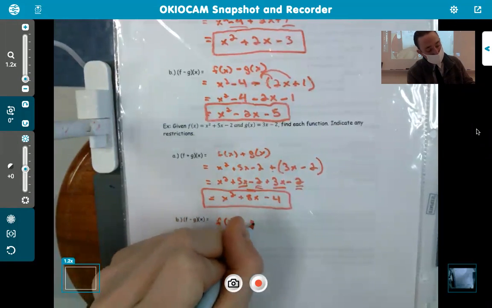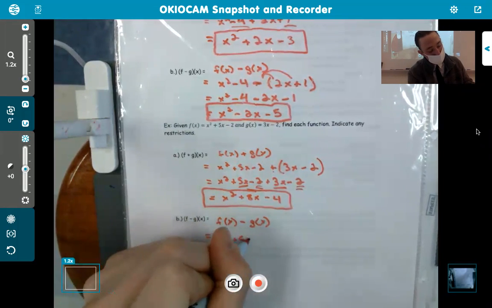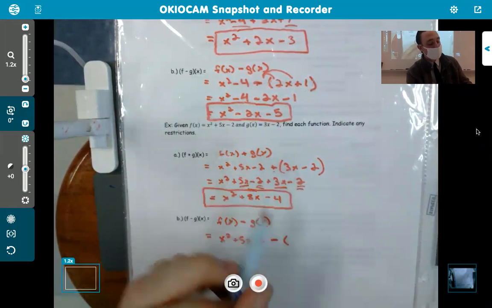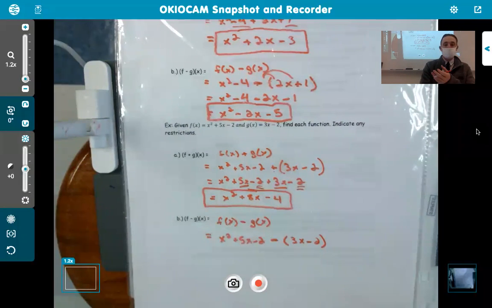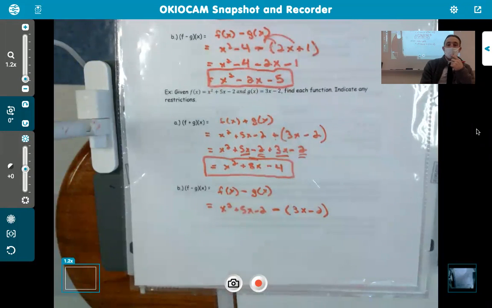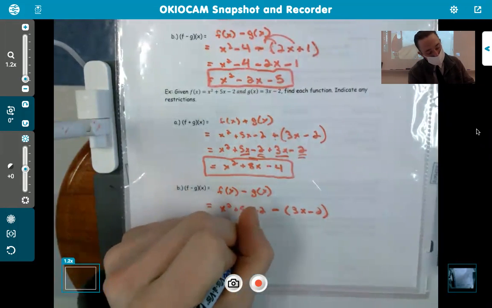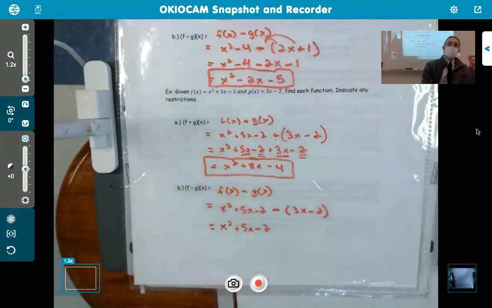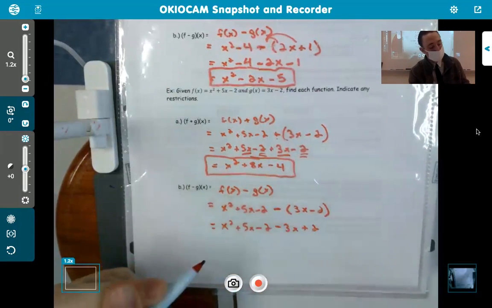So I have f of x minus g of x. So that's x squared plus 5x minus 2, minus, remember I'm doing subtraction, so I'll put that in parentheses just to signify that I'm going to change the sign of each. So it becomes x squared plus 5x minus 2. And then when I distribute the negative, what would happen to each of those terms there, Jenna? Minus 3x plus a 2.